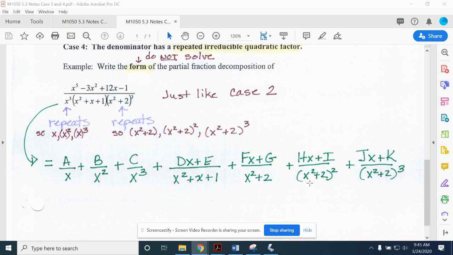And then we continue on with the x squared plus 2. It again is a quadratic. So we have Hx plus I, and then again our binomial is quadratic, being to the power of 3. So it's Jx plus K. Thankfully, we're not asked to solve that. That would take several pages of paper to do. So at this time, we're just going to write the form of one of these items. Hope that helps. We'll talk to you later.